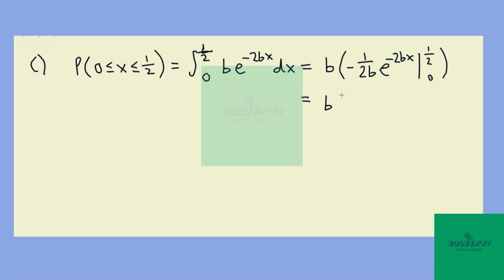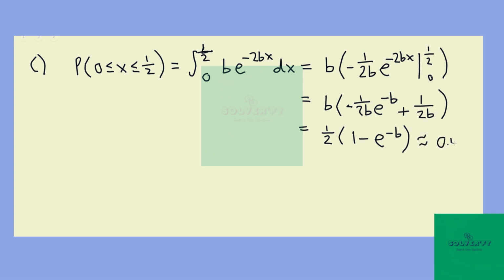So we would end up with negative 1 over 2b e to the negative b. Minus a minus would give us a plus 1 over 2b. These are just inserting our integration bounds. We can pull the 1 over 2b out to give us a 1/2 and rearrange this a little bit. We end up with 1/2 times 1 minus e to the negative b, which for b equal to 2, we end up with a value of about 0.43.